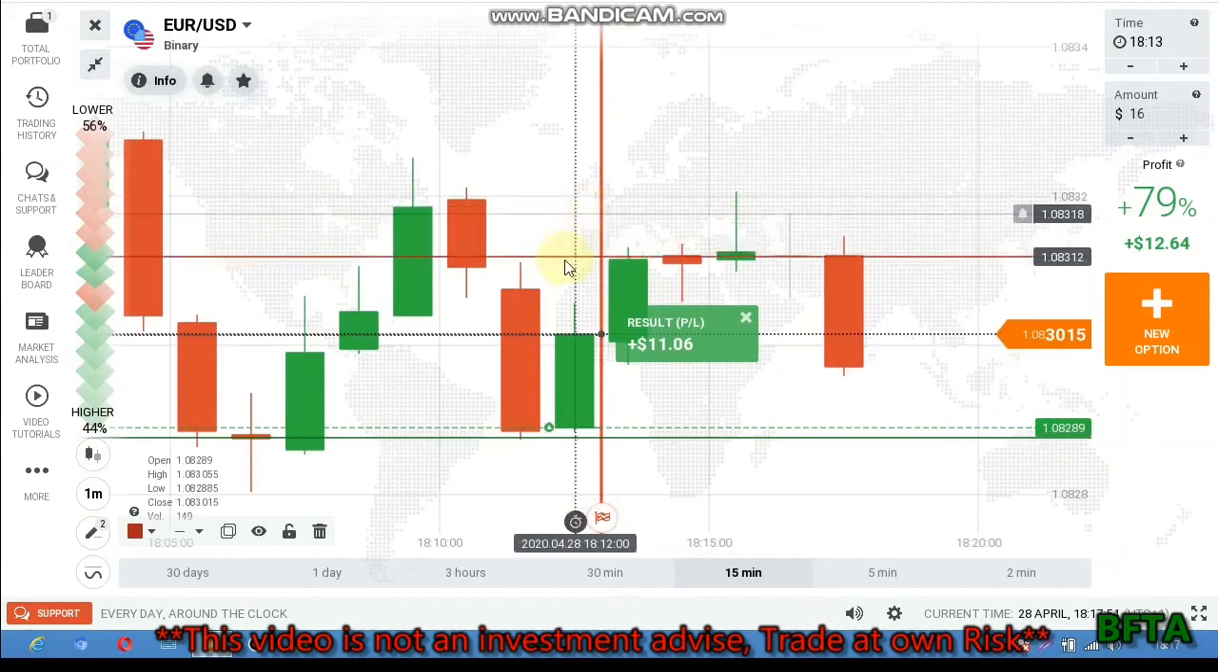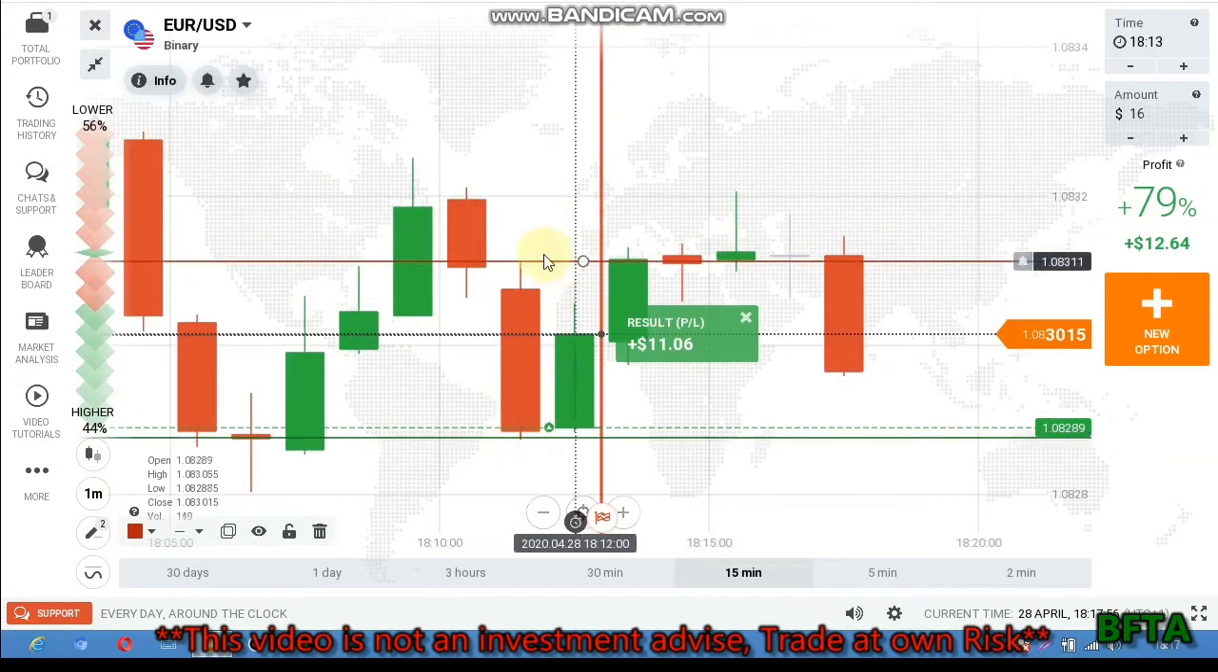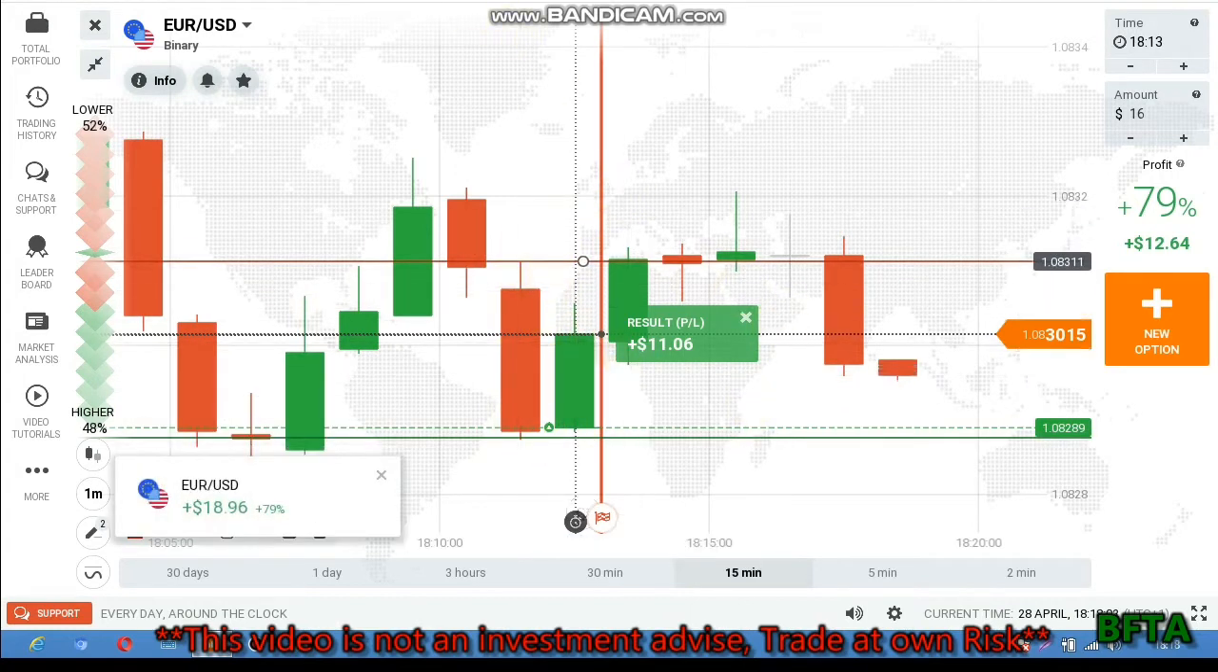And here, now the candle is very close to the buyers, and here it is still far from the sellers. So buyers will try to fill this gap here. That's why I place call option.